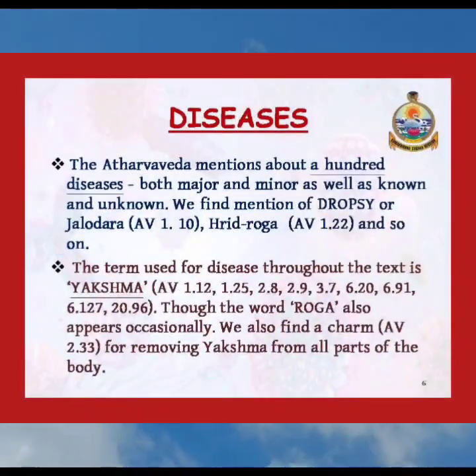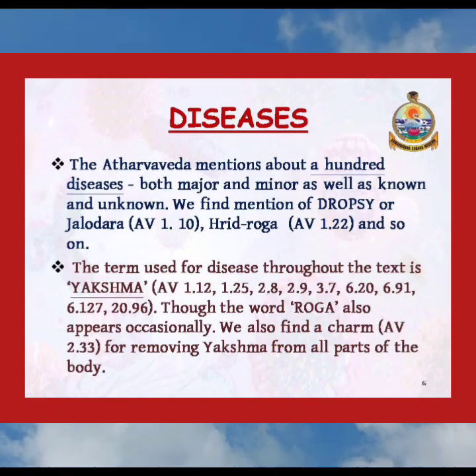The Atharvaveda mentions about 100 diseases, both major and minor, as well as known and unknown. We find mention of dropsy or jalodara, hridroga, and so on. The term used for disease throughout the text is yakshma, though the word roga also appears occasionally. We also find a charm for removing yakshma from all parts of the body.